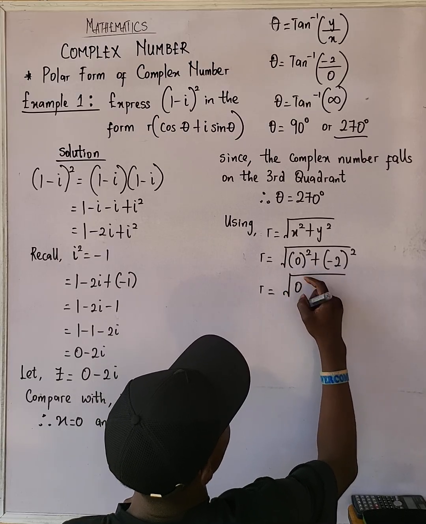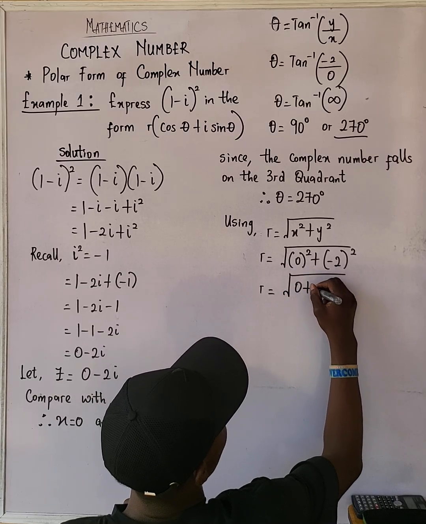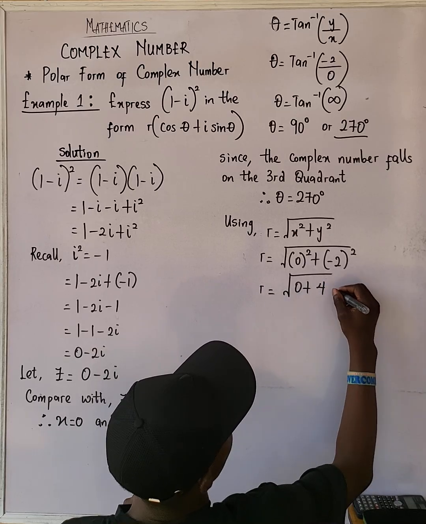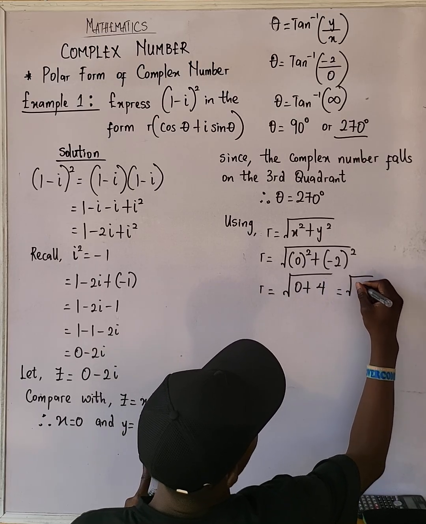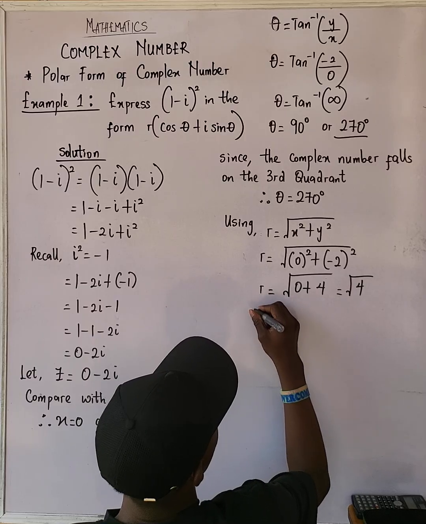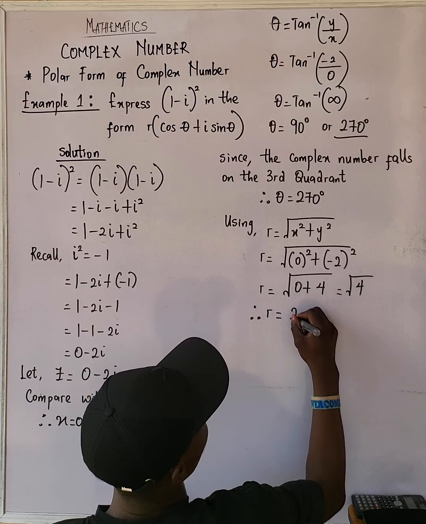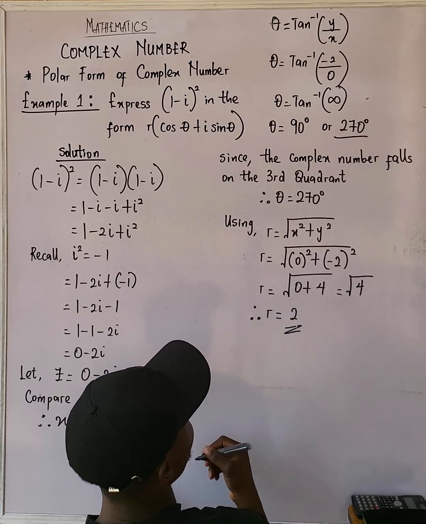So that will give us 0. 0 square is 0, right? Then plus -2 square will give us 4, right? So that will give us square root of what? 0 plus 4 is what? 4. So therefore our r is what? Square root of 4 is what? 2. Square root of 4 is 2.